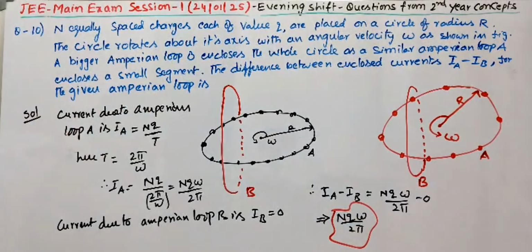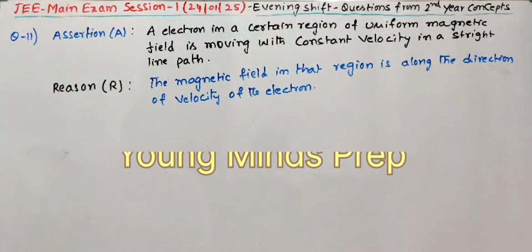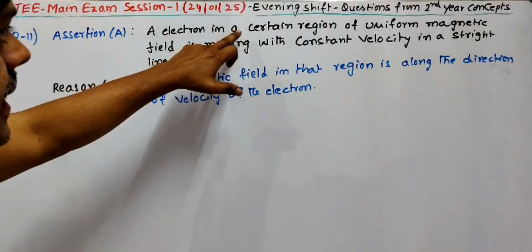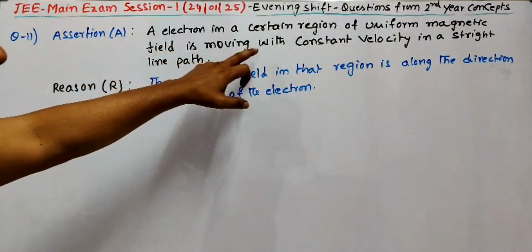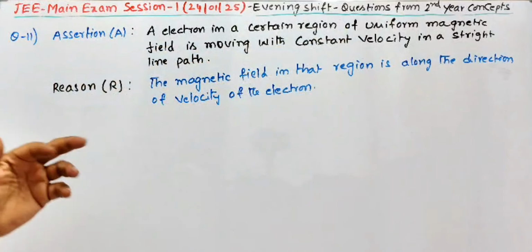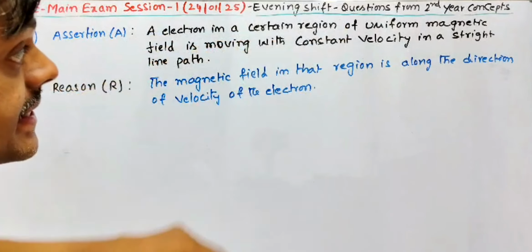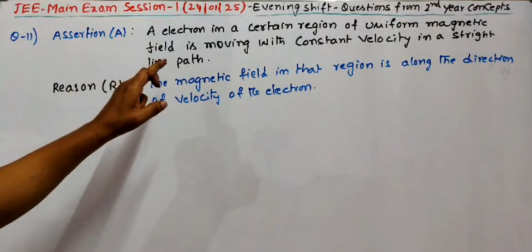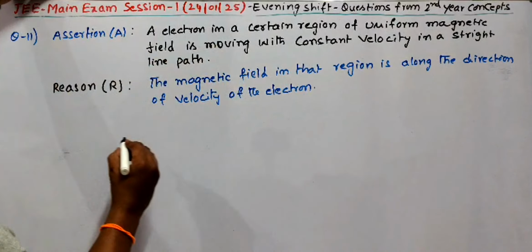Okay, right. The 11th question, assertion and reason type. What is given? Assertion: An electron in a certain region of uniform magnetic field is moving with constant velocity in a straight line path.